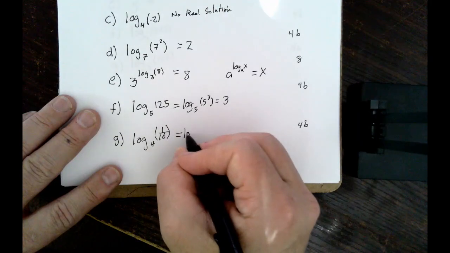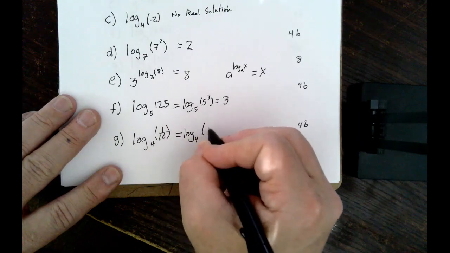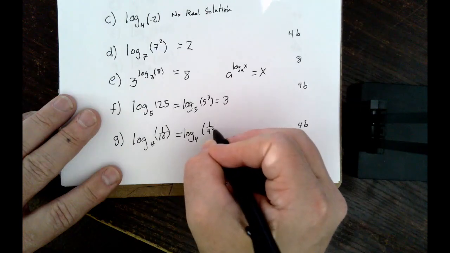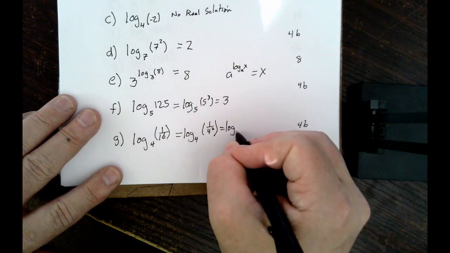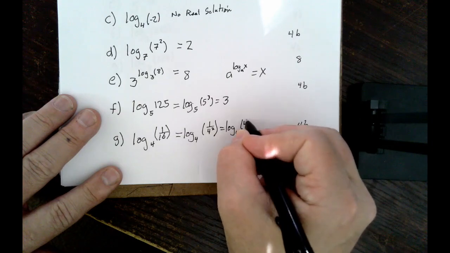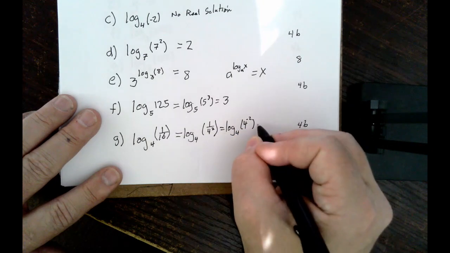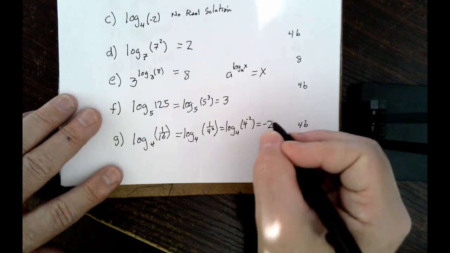Okay, and then here you can write this as 1 over 4 squared, which you can simplify to 4 to the negative 2 by crossing the fraction bar with it, changing the sign of the exponent, and you get negative 2.